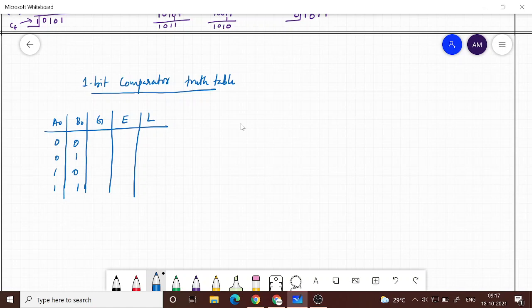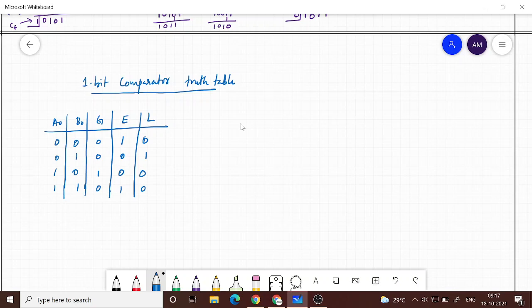And G is 1 only in this case. In all other cases it is 0. E is 1 two times: one is when both are 0 and the other is when both are 1. Other cases it is 0. A is less than B only in one case, and that is when A0 is 0 and B0 is 1. In all other cases it is 0. So this is the truth table.